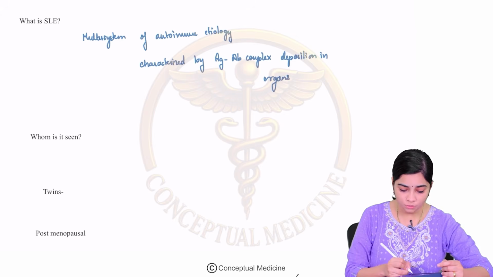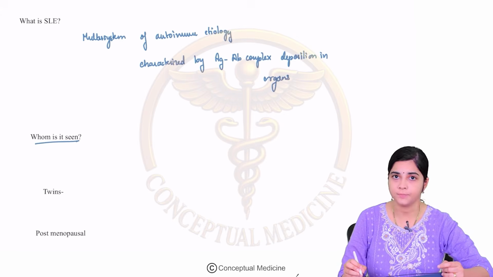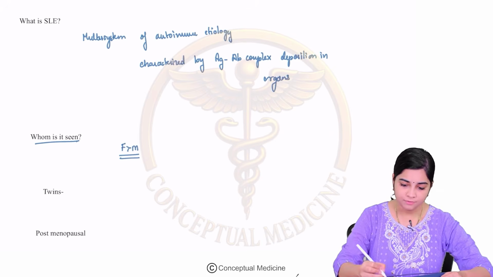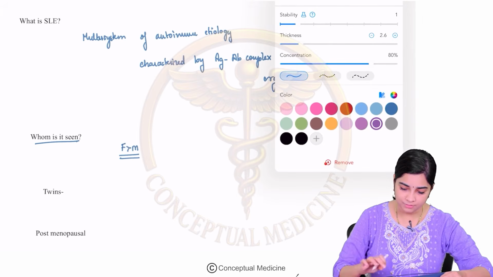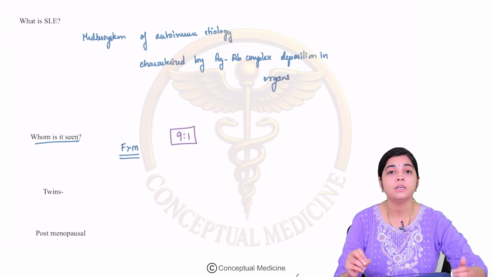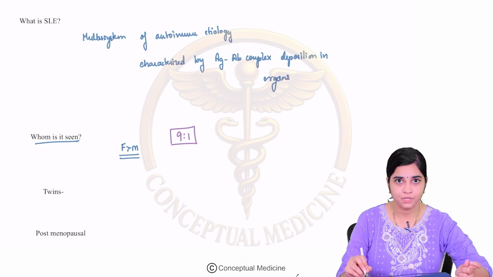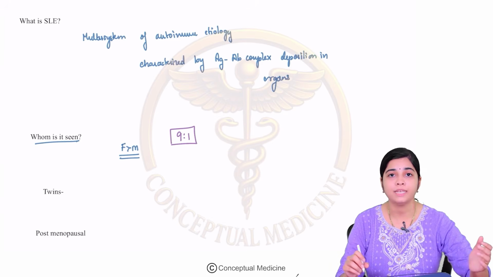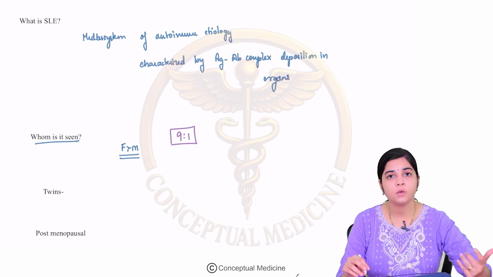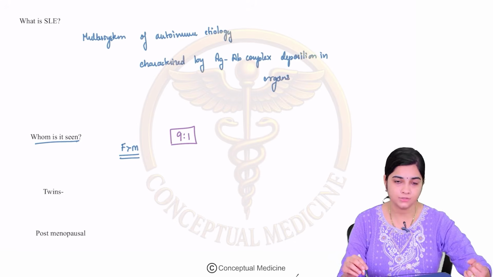So in whom is it most commonly seen? When we look at the epidemiology, it is more common in females than males. And the very famous number that you have to remember is the 9:1 ratio. So it's found in a 9:1 ratio. Whenever you think of this number, 9:1, remember that there are a lot of other rheumatological disorders which are more common in females than males in the same 9:1 ratio.